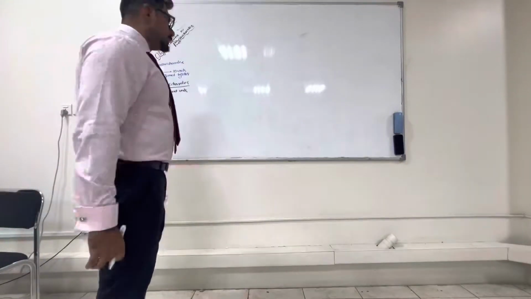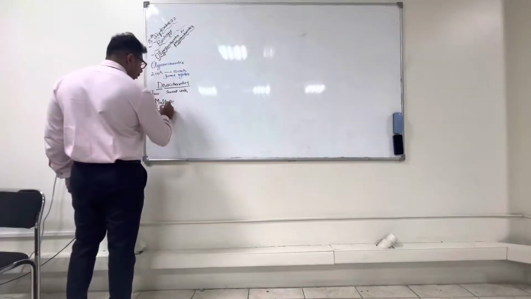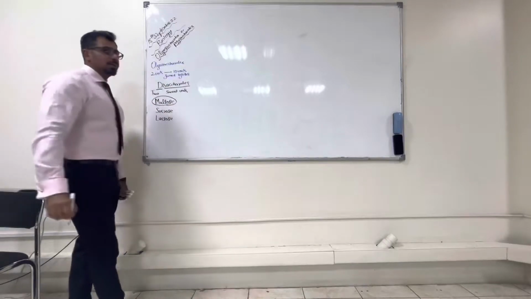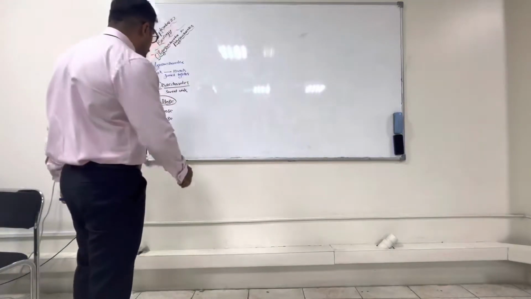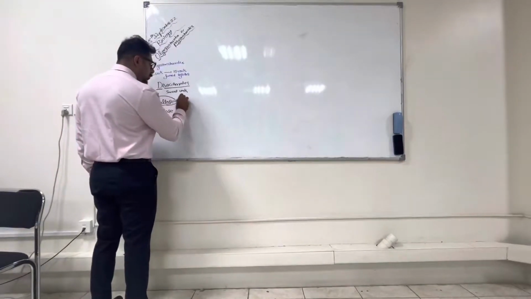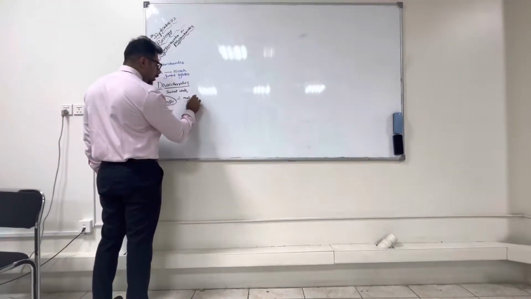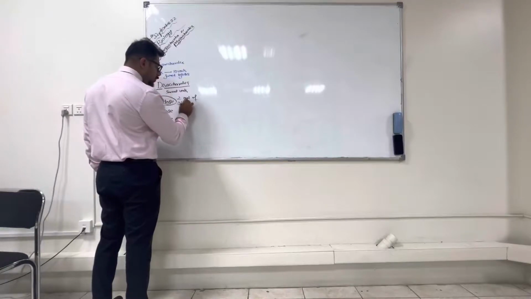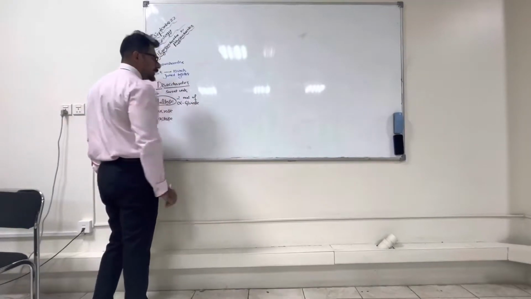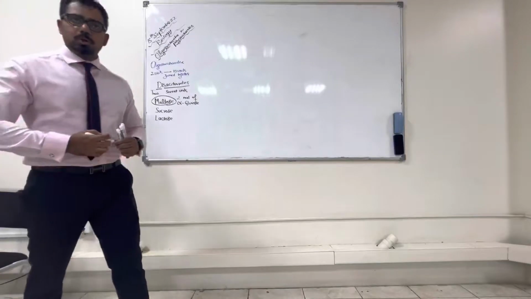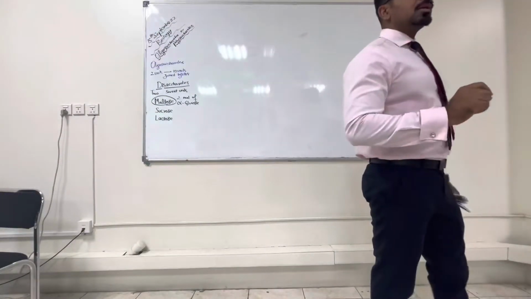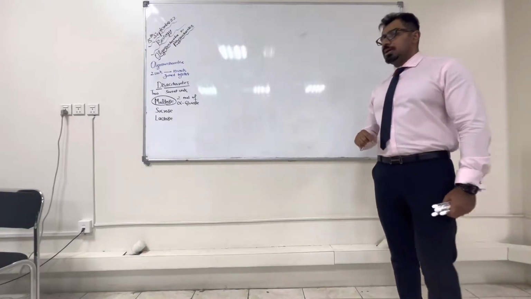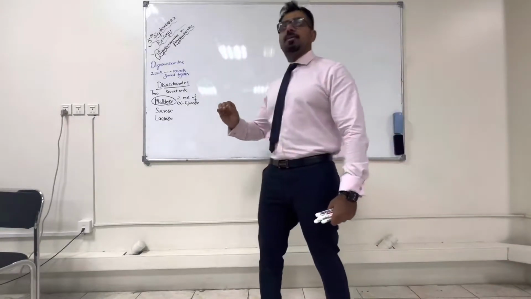Now first of all, we are going to talk about maltose. Maltose is a disaccharide in which 2 molecules of alpha glucose are joined together. Today we are going to also learn how these 2 molecules of alpha glucose join together.